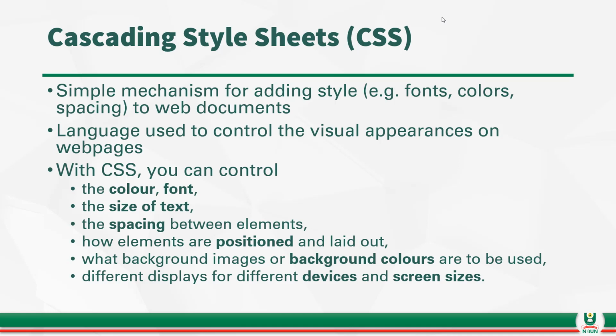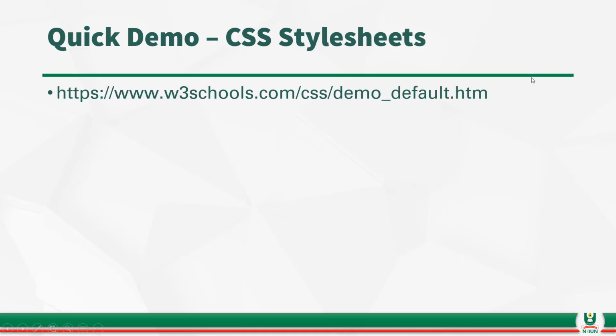Also, the CSS language can be used to control the visual appearances of web pages. So with CSS, you can control the color, the font, the size of text, the spacing, and how the elements are positioned and laid out on a page or on the screen. Whether it's going to be a phone or a tablet or a desktop or a laptop, CSS makes all this possible. Let's have a quick demo on how CSS behaves on a typical web page.